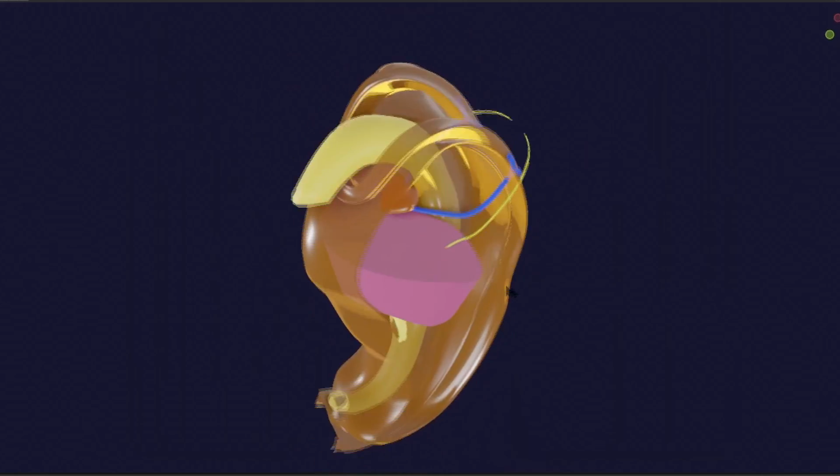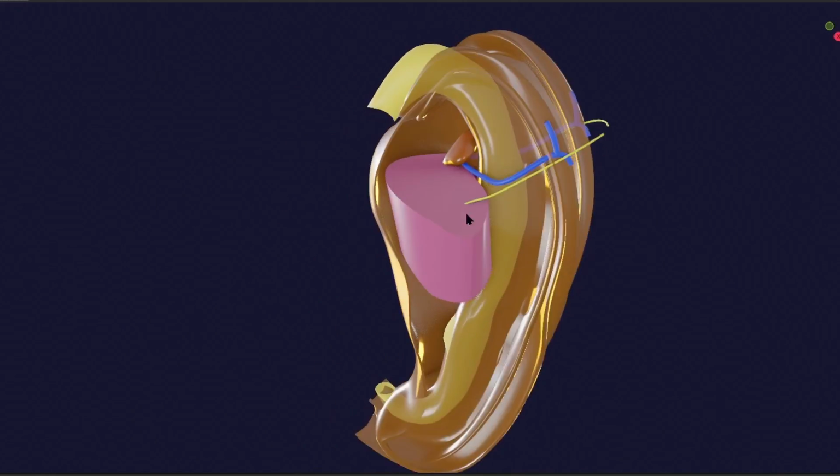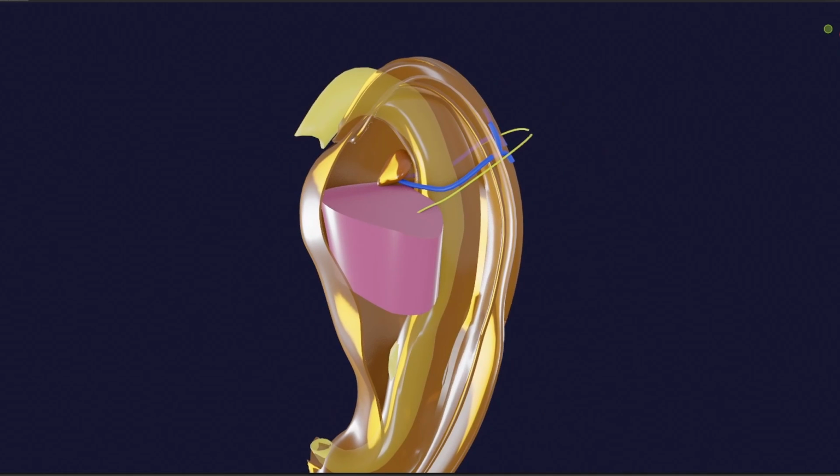So in the last lecture, we had developed this structure from the intra-embryonic coelom. I'm not gonna go into details about how it develops. If you want to understand that, please watch the previous lecture.